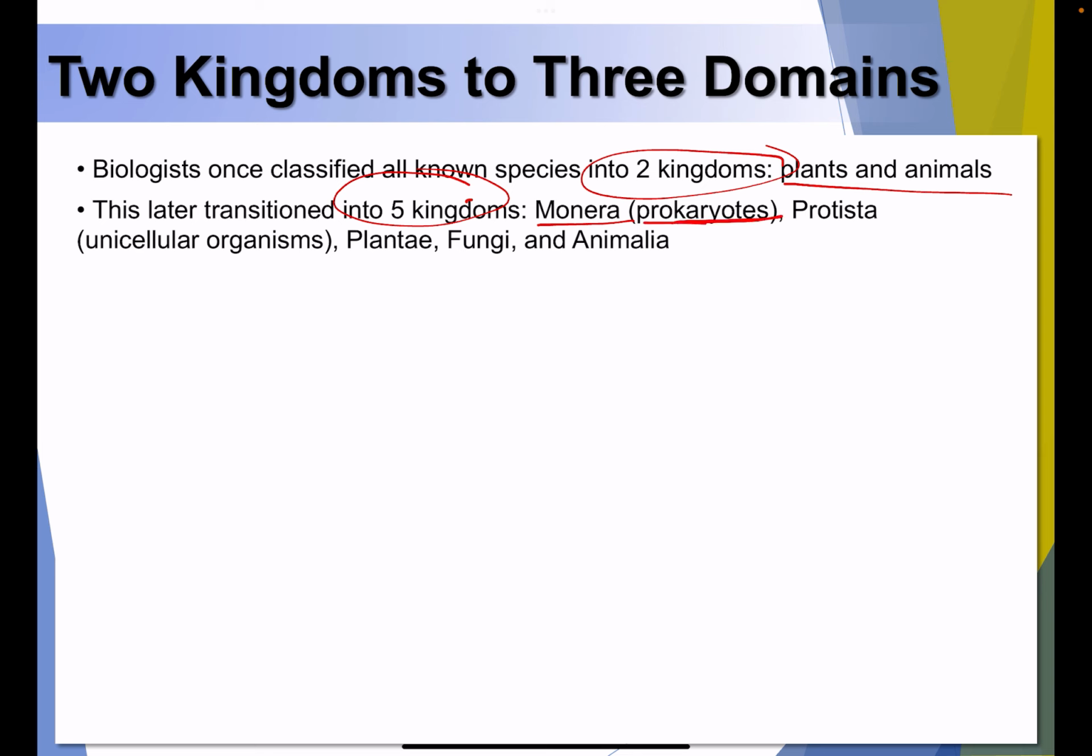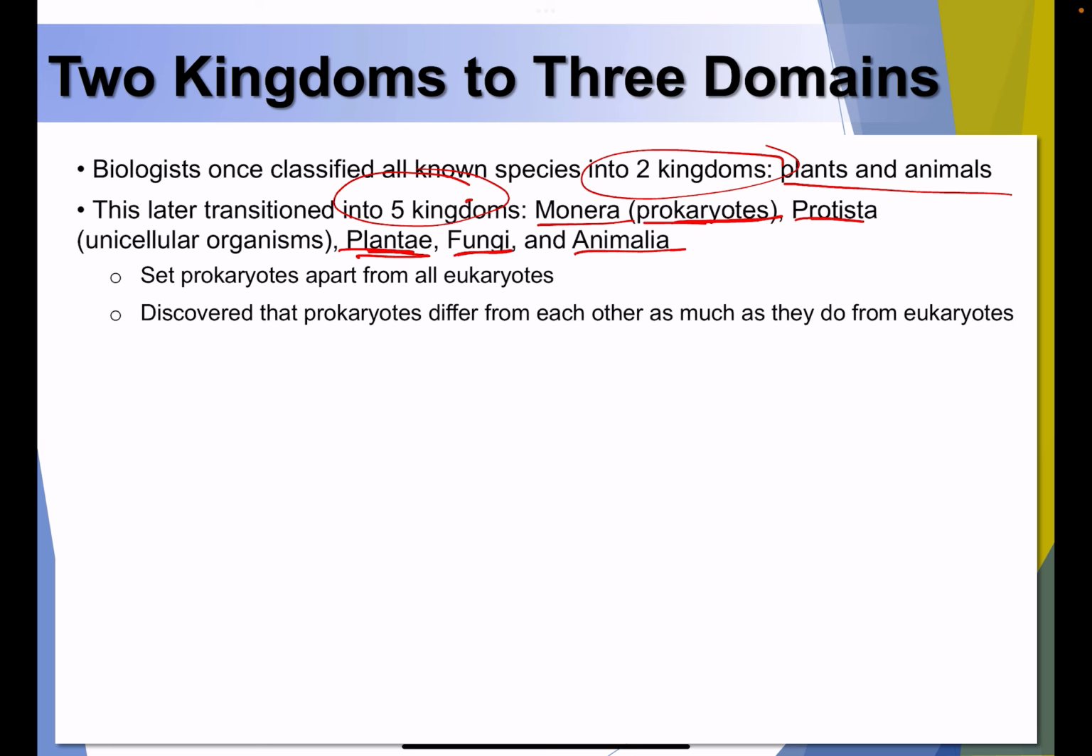which are unicellular organisms, and then Plantae, fungi, however you say it. I've heard it both ways. There's people that say it's fungi. I always call it fungi, so I'm going to call it fungi. And then you have Animalia as the fifth kingdom.